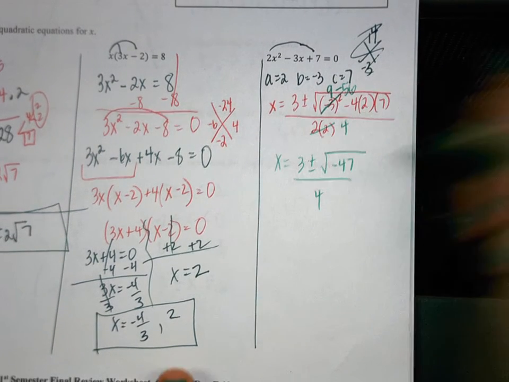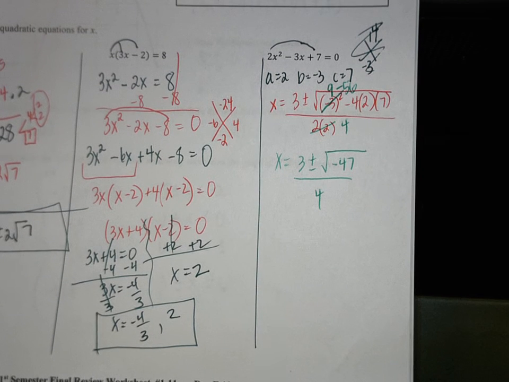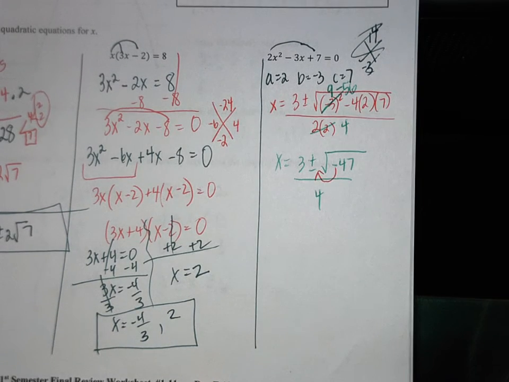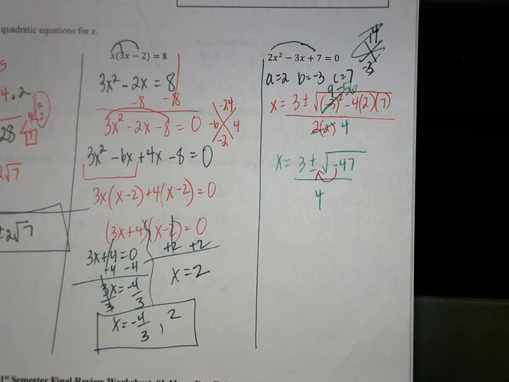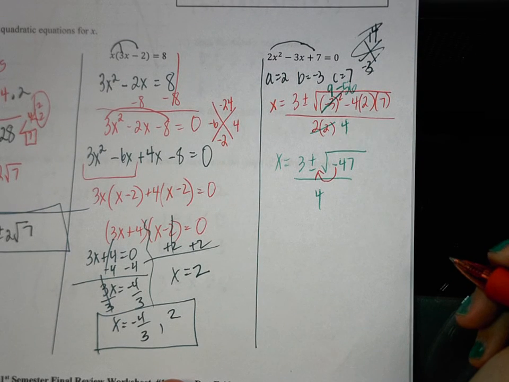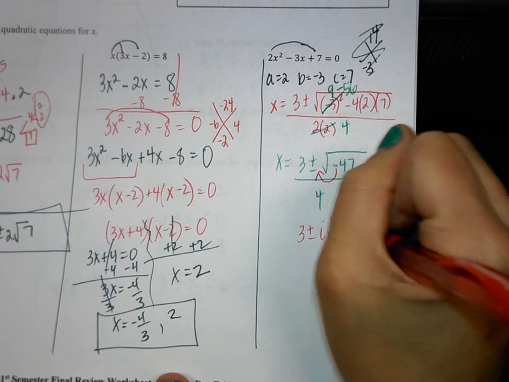Okay, what do you do when you have a negative under the root? We bring the negative out and it becomes an i. Negative numbers under roots are imaginary. So can I break 47 down? No. So we just get 3 plus or minus i root 47 all over 4.